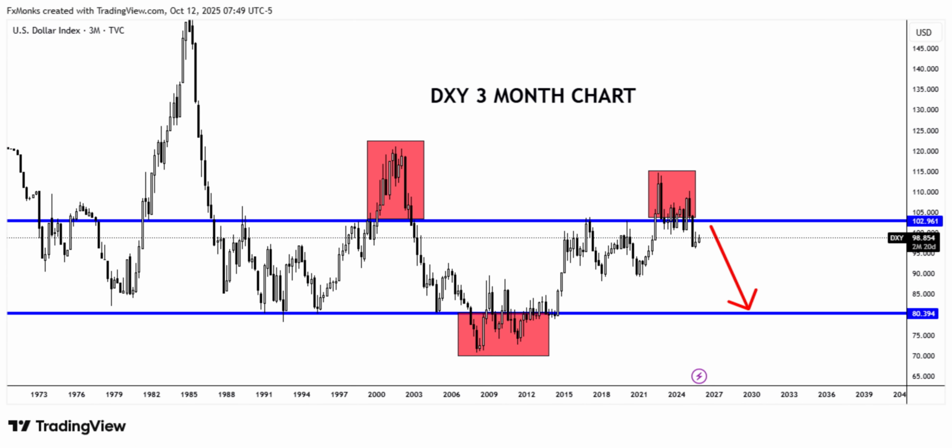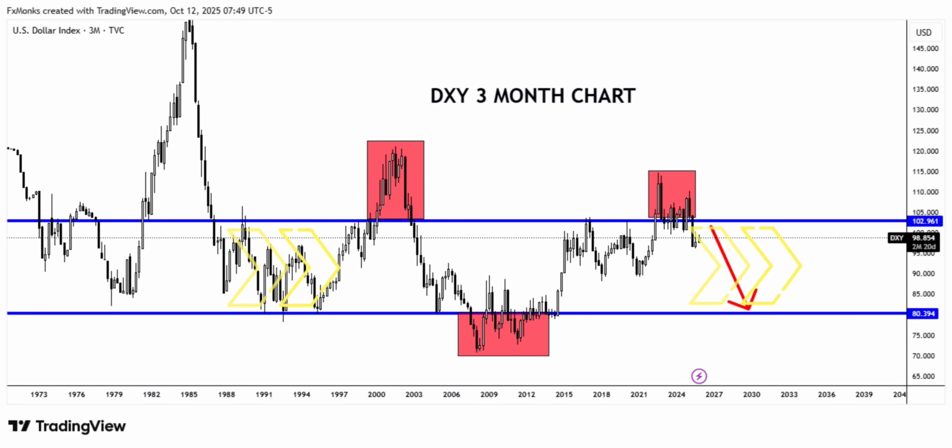First, let's zoom out. This chart covers more than 50 years of the DXY. What stands out is that since 1987, price has been locked inside a major horizontal range between approximately 80.40 support and approximately 102.96 resistance. Every time price gets to the bottom of this range, buyers step in. And when it reaches the top, sellers take control. This has created a massive sideways structure spanning decades.